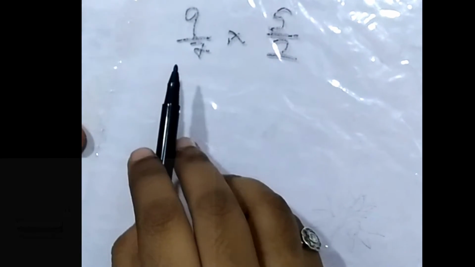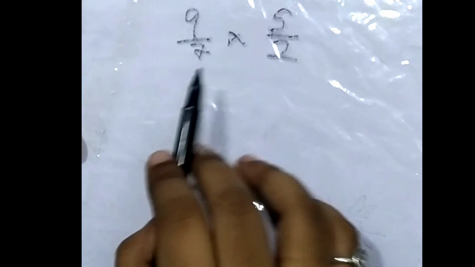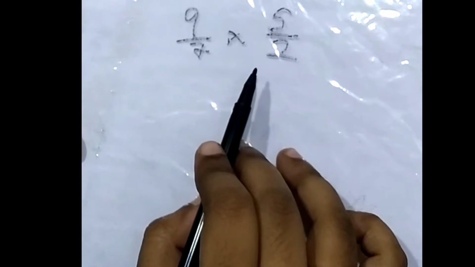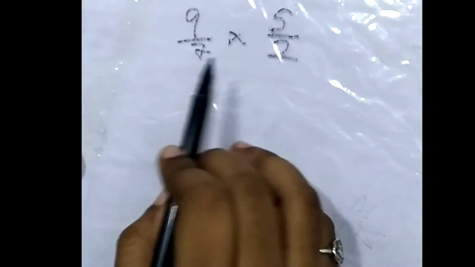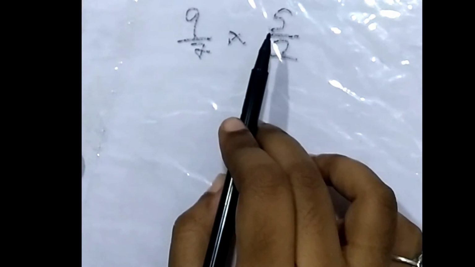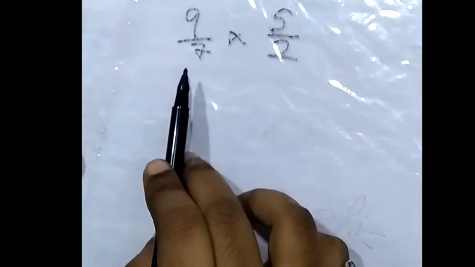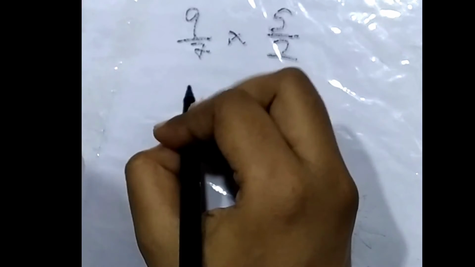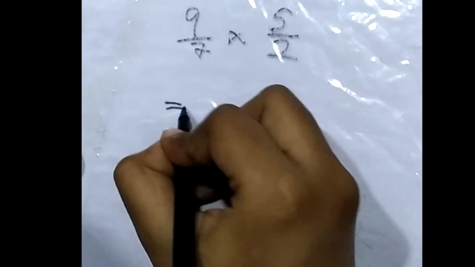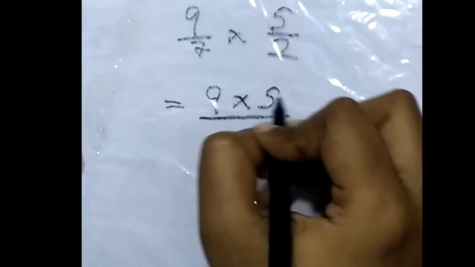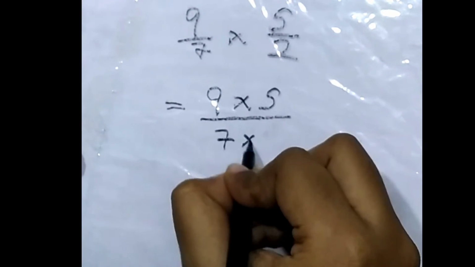Now see the multiplication of these two fractions, 9 upon 7 into 5 upon 2. When multiplying fractions, the numerator will get multiplied with the numerator and the denominator will get multiplied with the denominator. So it is equal to 9 into 5 upon 7 into 2.